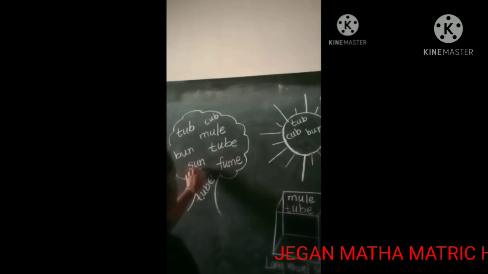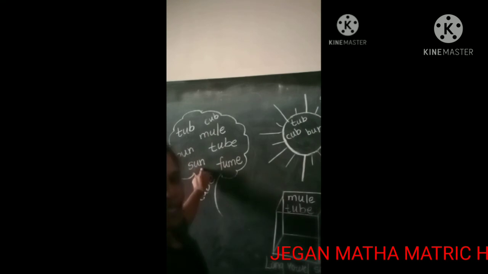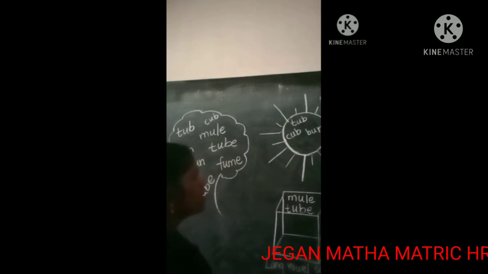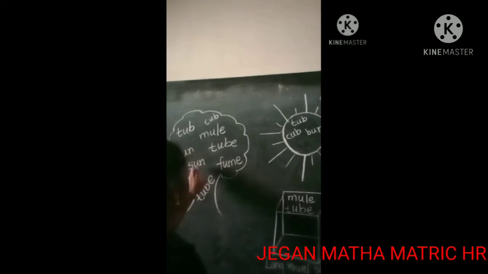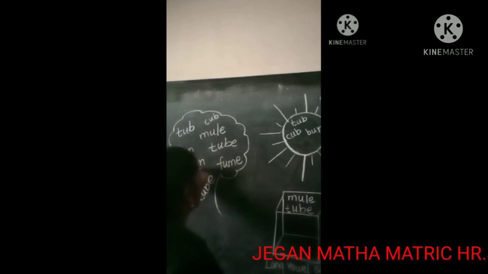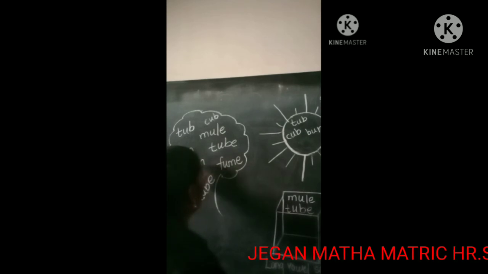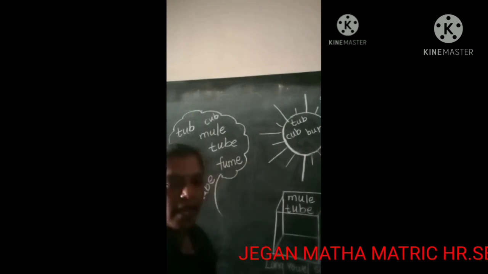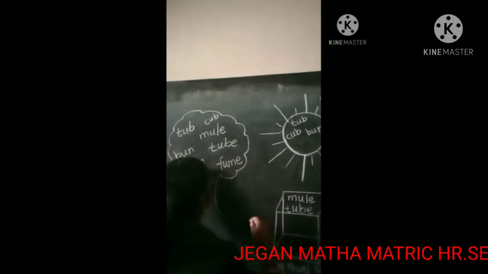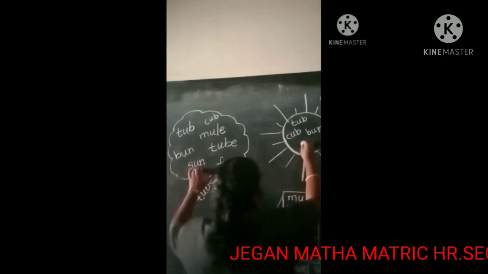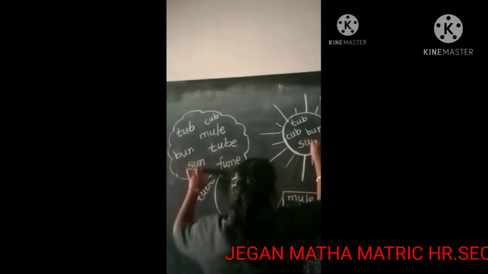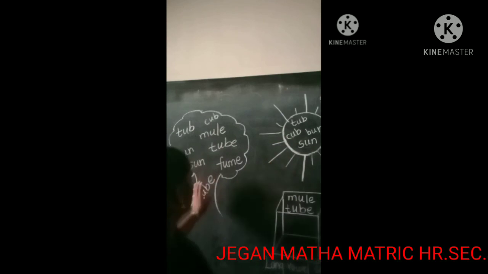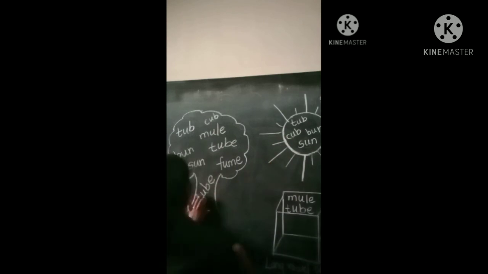Now look at the next one. Sun. What is this? Sun. Here the sound of the letter is /ʌ/. So the word sun has a short vowel sound.